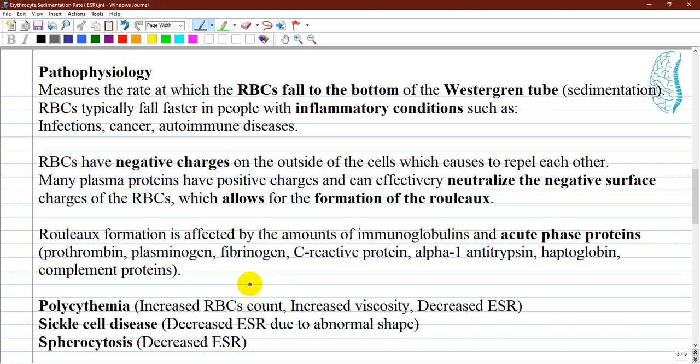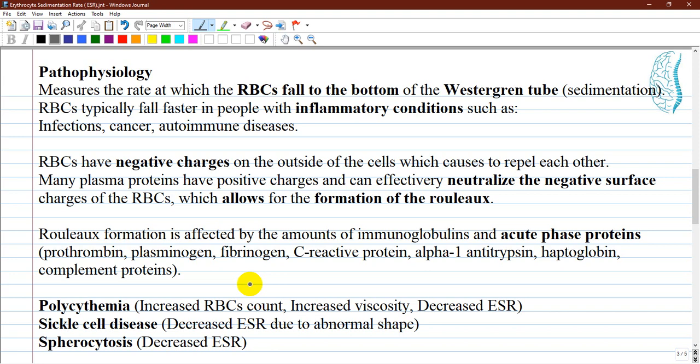Other conditions are related to pathologies of the red blood cells. For example, polycythemia, an increased number of red blood cells, will increase blood viscosity and can cause reduced ESR, because of the reduced rate at which red blood cell rouleaux will settle to the bottom of the Westergren tube. Reduced ESR and more viscosity are related to an increased number of red blood cells.